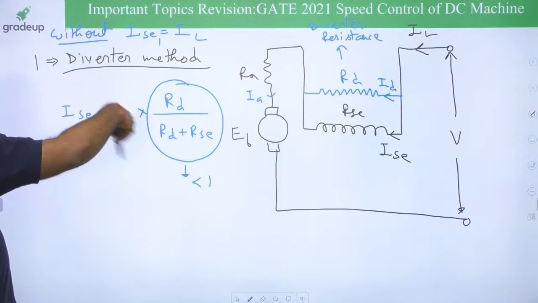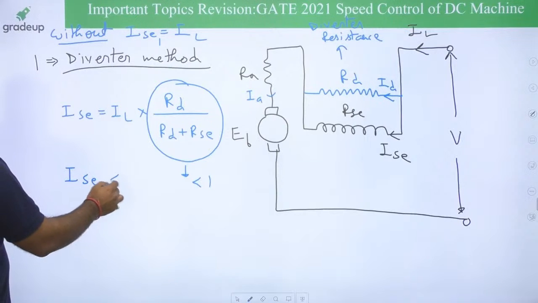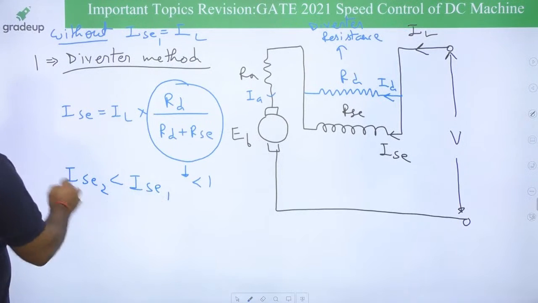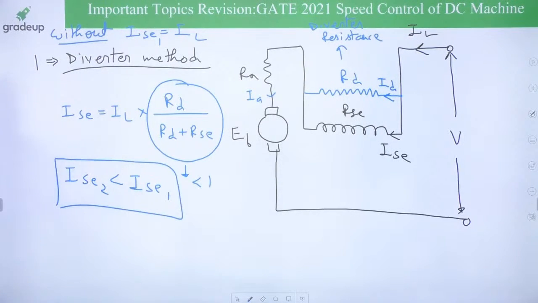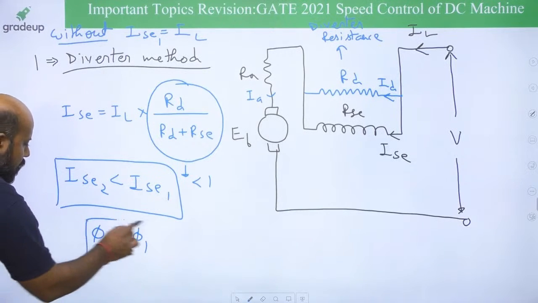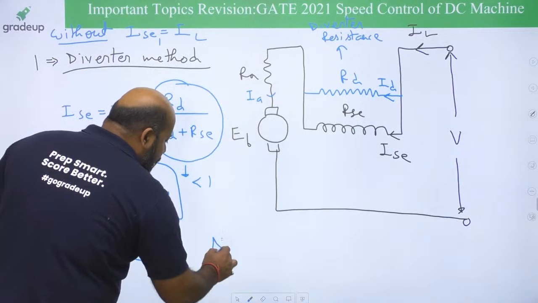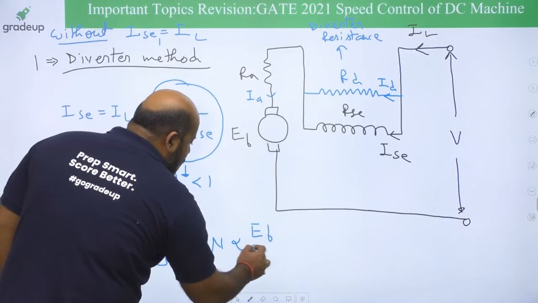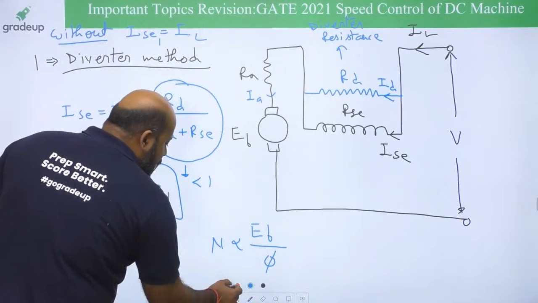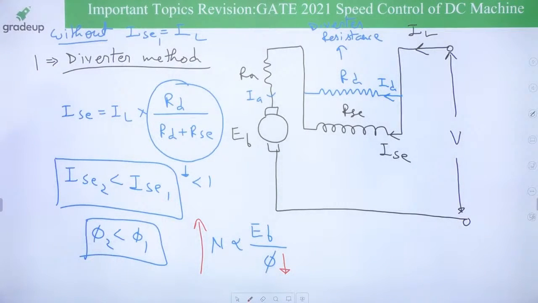But when you have included the diverter resistance, the series field winding current has now become less than the first case. If the series field winding current has reduced, definitely you can say the flux has reduced, and if the flux has reduced, you know that speed is equal to back EMF upon flux. In general, you can say if flux is reduced, speed is increased. This is how your diverter method is going to work.